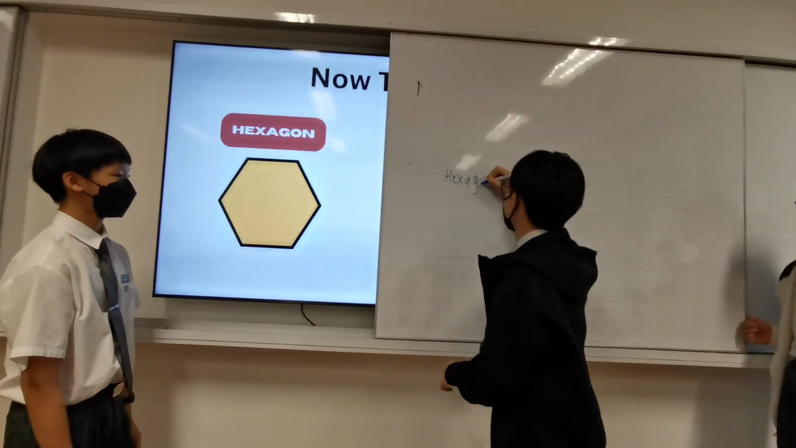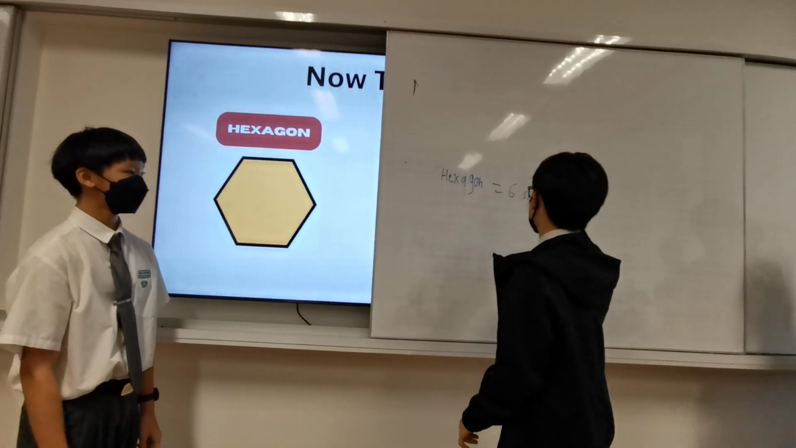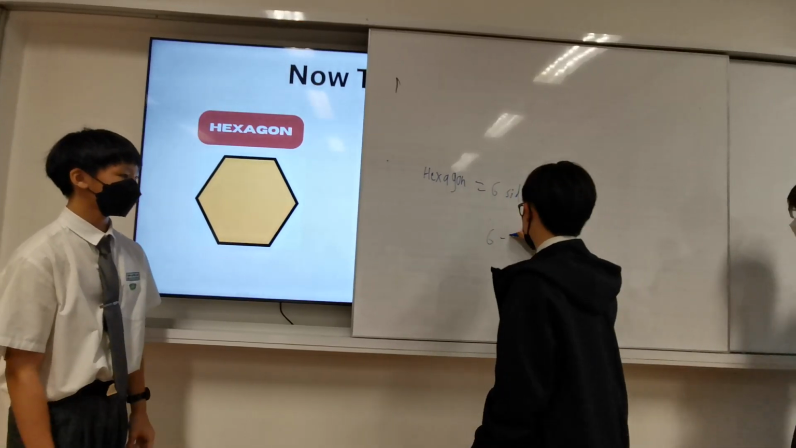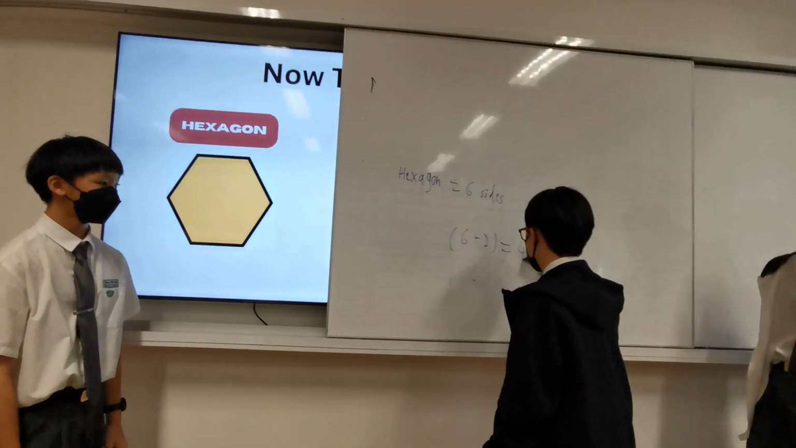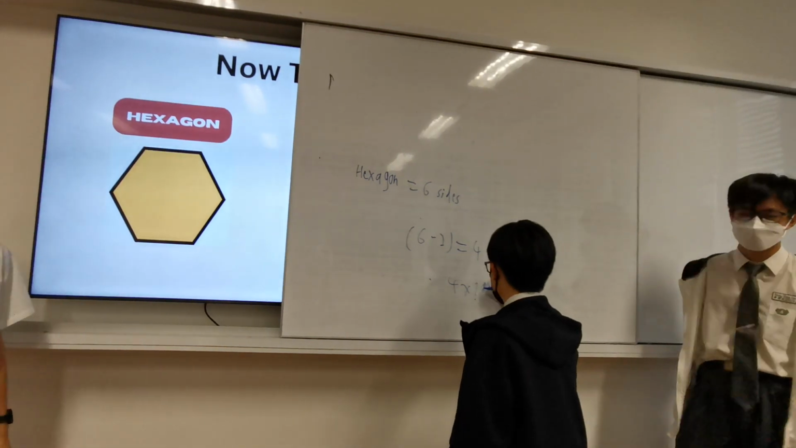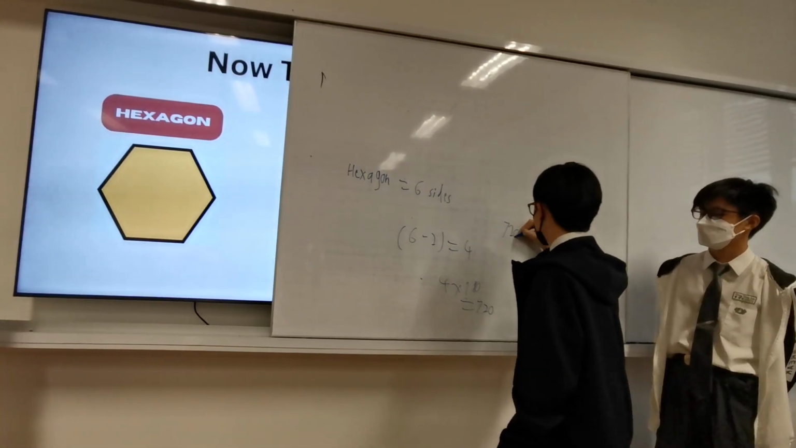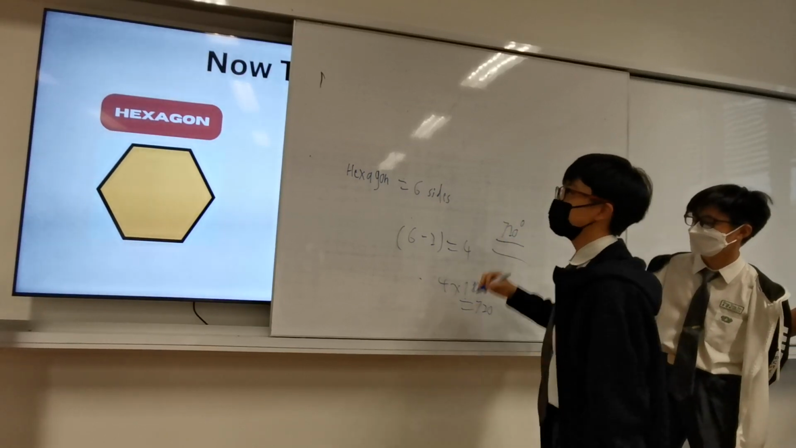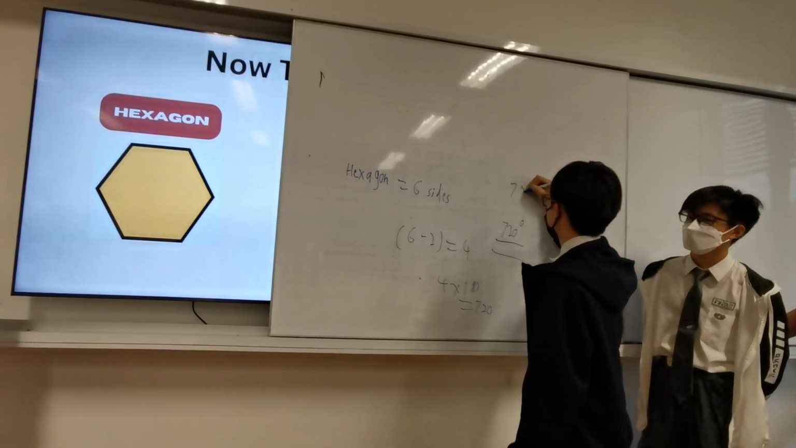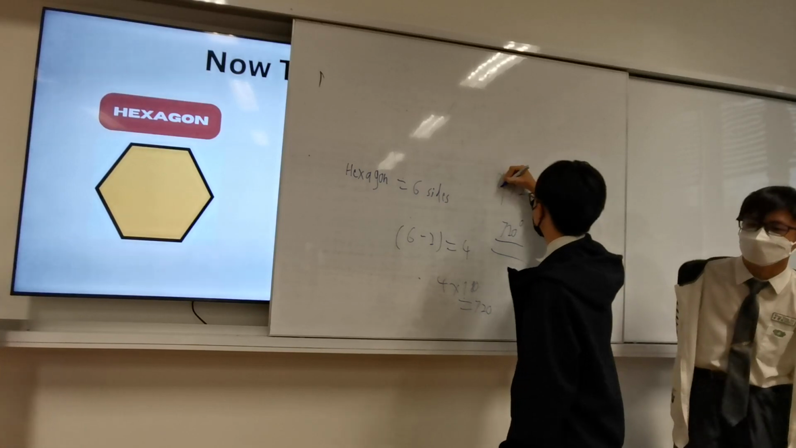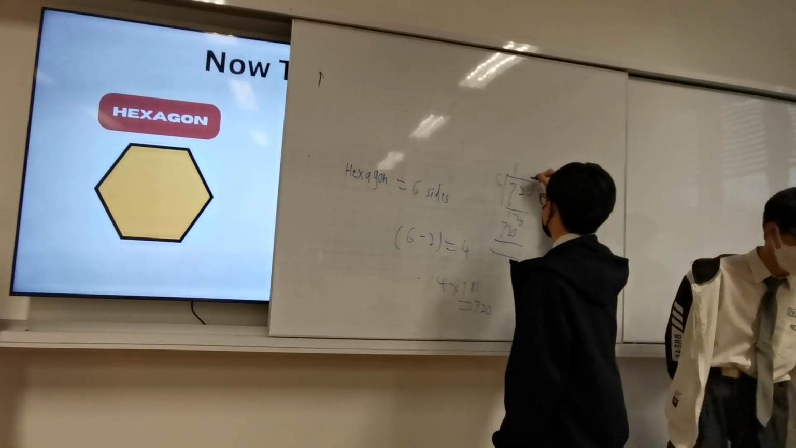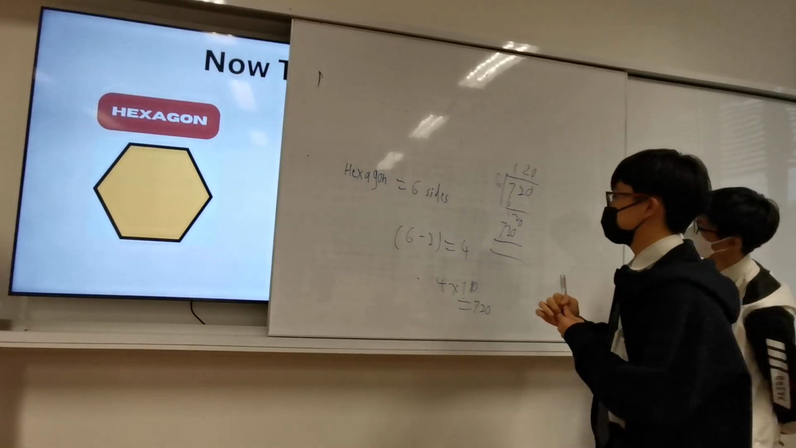A hexagon has 6 sides. So 6 minus 2 equals 4. 4 times 180 equals 720. So this is the interior angle sum. But to get a single interior angle, 720 divided by 6, you get 120.